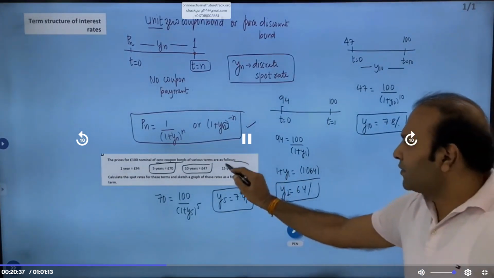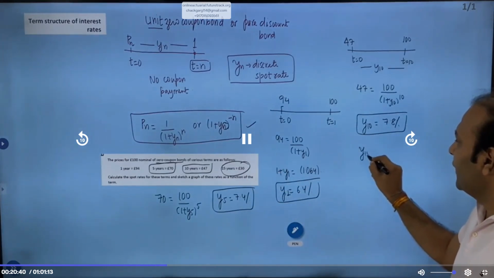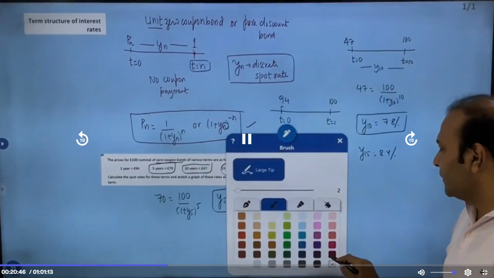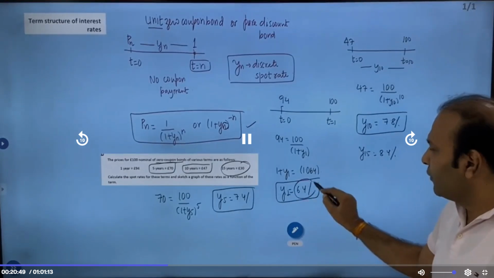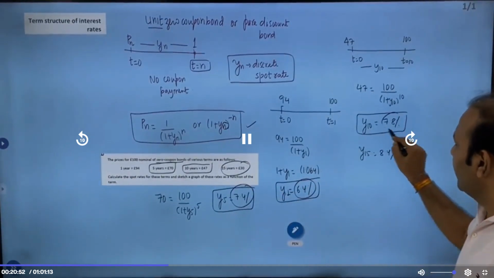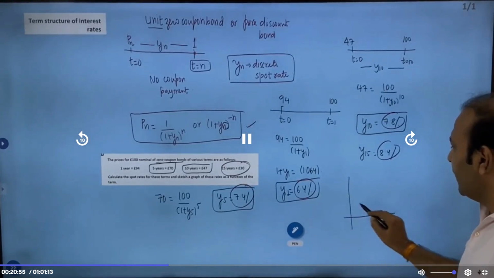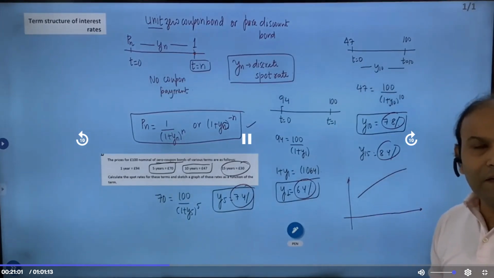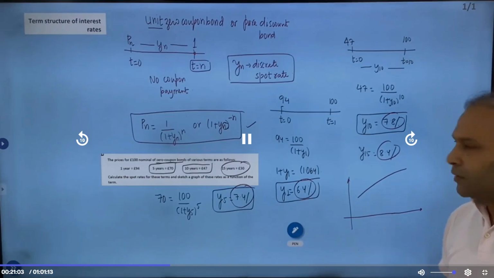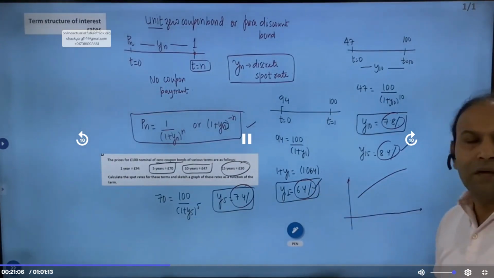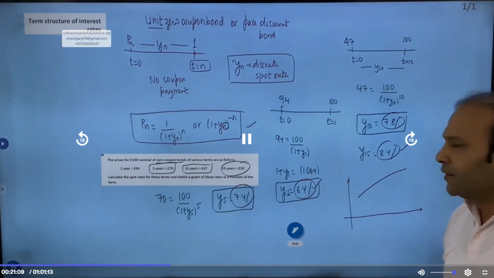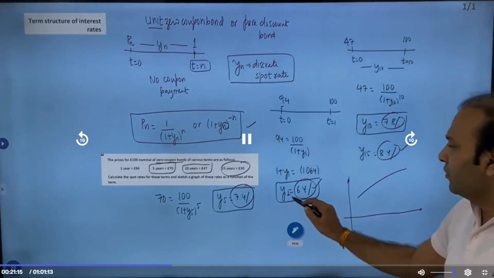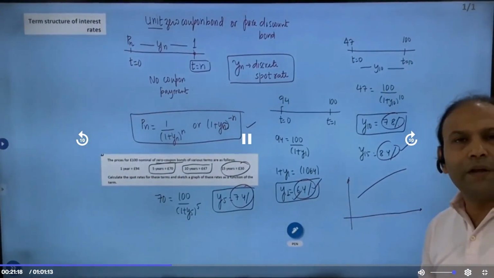Fine. And similarly, class, when you solve for 15 years, you will get y15 as 8.4. And class, now you see the difference. My y1 was 6.4, then 7.4, 7.8, 8.4. If you check, my yield curve is increasing with time. And why it is increasing, class, I have already given you the explanation. Because this is riskier than this. To compensate that risk, we have more return on the 10-year spot rate and the 15-year spot rate than the 1-year spot rate.